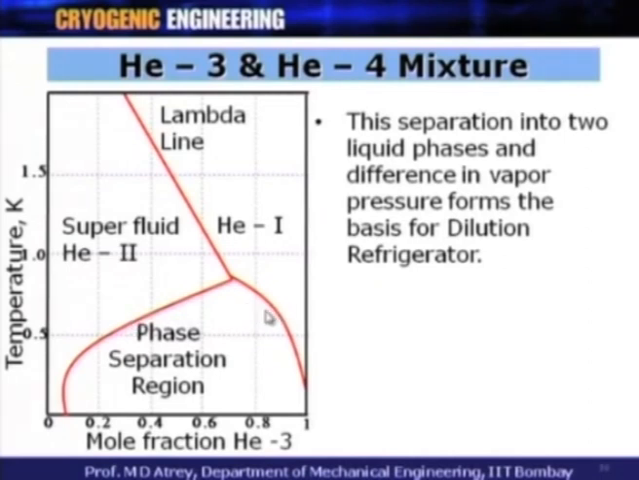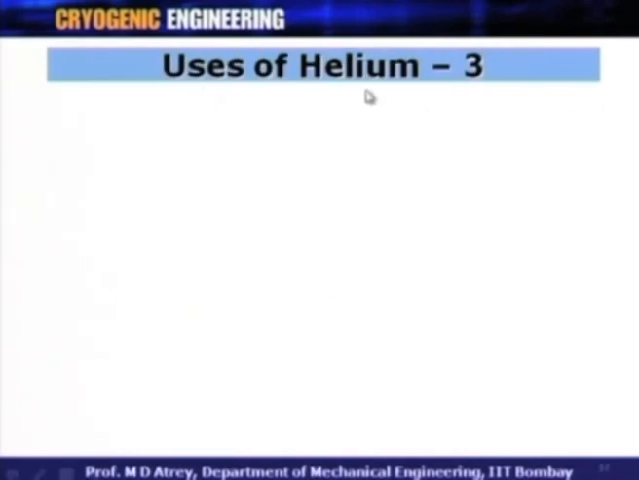You will clearly find helium-3 above helium-4 because of the immiscibility of these two fluids, and this is what we exploit in dilution refrigerators in order to reach lower and lower temperatures, close to 1 Kelvin or below. This is what is basically exploited. This principle of TCP is being exploited in this case.